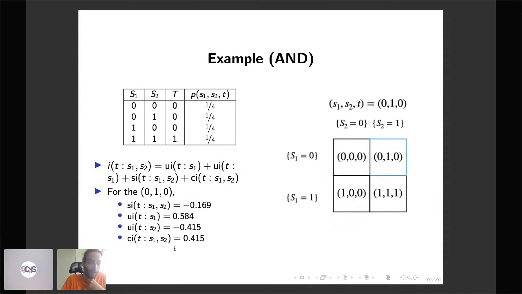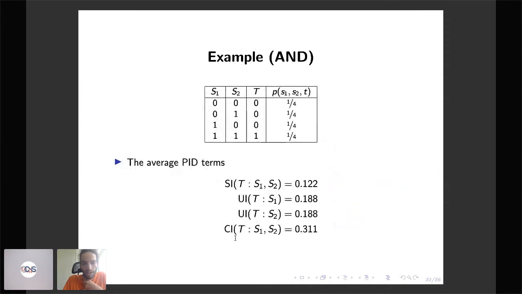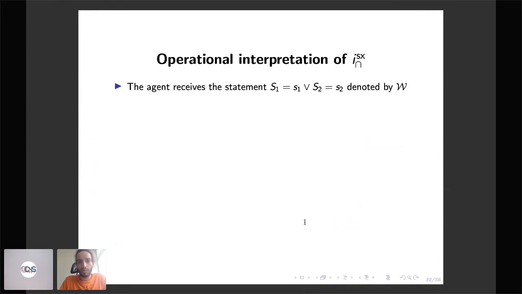Of course, if we see both of them, we can definitely decide what the target is in this case. So basically, in order to compute our measure, we compute it for each realization, and then we average over the joint probability mass here, and this is what we get. We get a little bit of shared information. We get some unique information for each of the sources, and obviously we get synergy. So this is the result which we get from the AND example.